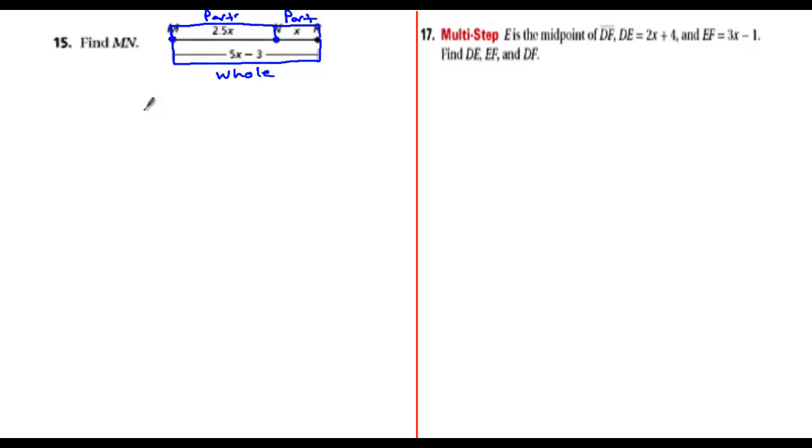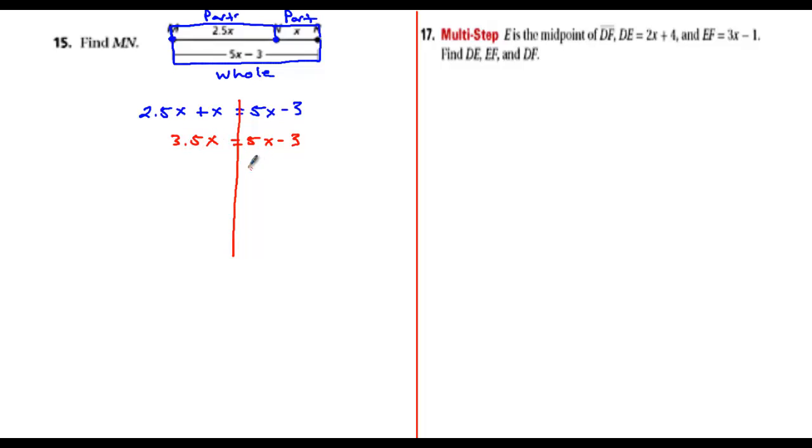So what that means for this problem is that 2.5x plus x equals 5x minus 3. To do that problem, we're just going to solve it for x. We start on the left side of our equal sign, and we're going to combine 2.5x and 1x, and that makes 3.5x, and that's equal to 5x minus 3. Now, the next step, a lot of people will probably want to subtract 3.5x, but once you do that, there's not going to be anything left on this side, and that sometimes can throw people off and cause them trouble.